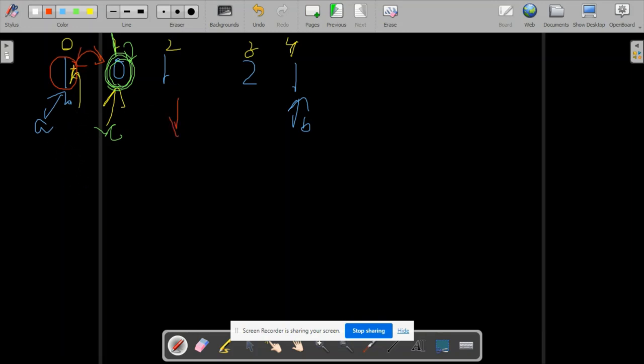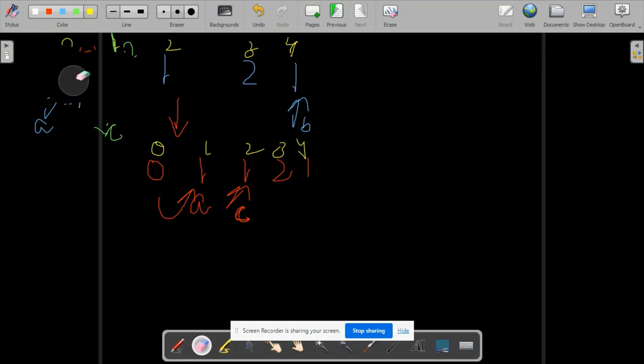When it is swapped, the array will look something like this: 0, 1, 1, 2, 1. And after swapping, A will move forward, C will move forward. This is index 0, this is first, second, third. So these two values are swapped with each other. 0 came here, 2 came here.